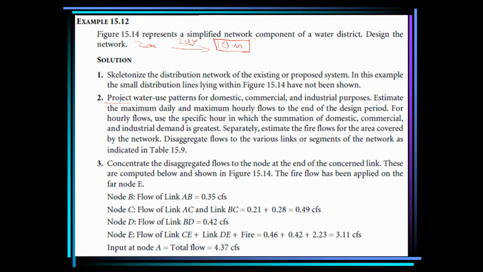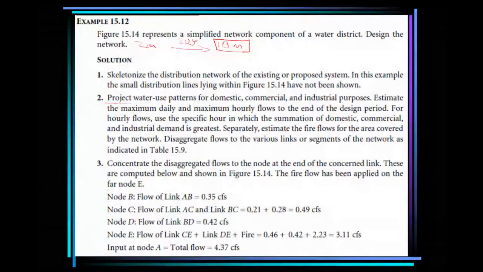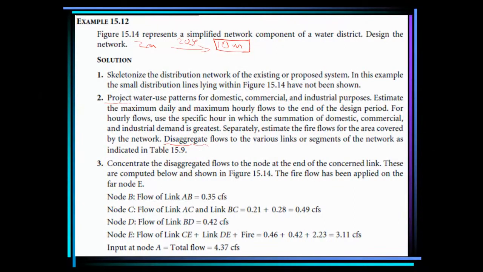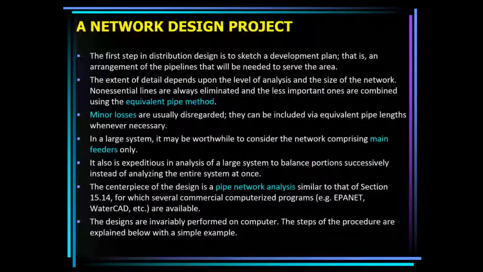And separately, we should estimate the fire flows for the area covered by the network. Okay, and we know how to estimate the fire flow, from the table, and then disaggregate flows to the various links or segments of the network as indicated. So disaggregate meaning you distribute the flows to the various links and segments.